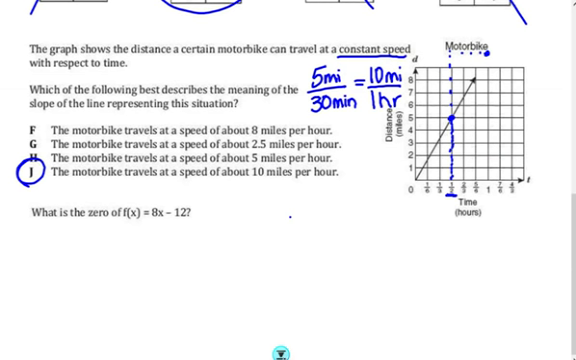Alright, we got one more of these guys. Actually, I think we have two. Anyways, what is the 0 of f of x equals blah, blah, blah? Well, what did we just say? What is another word for 0? And yes, that's the x-intercept, okay?